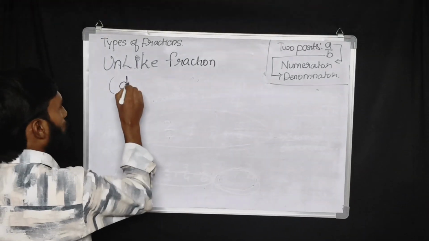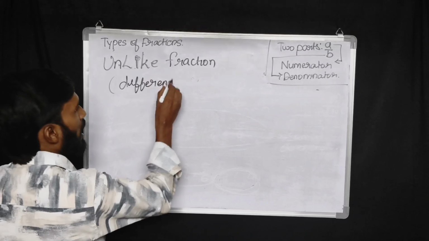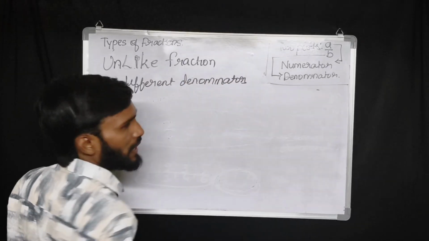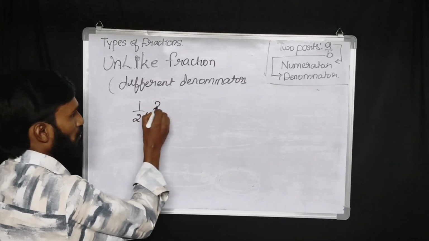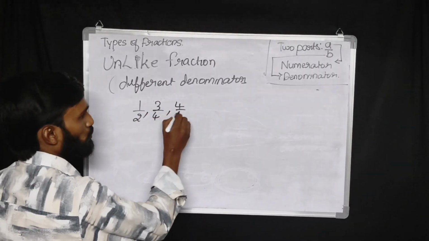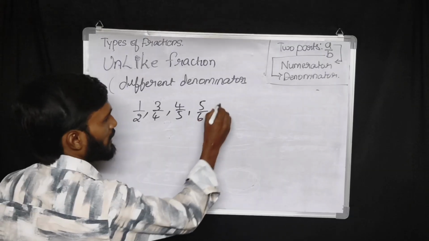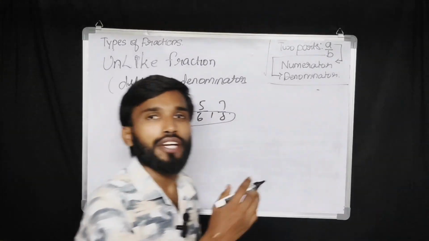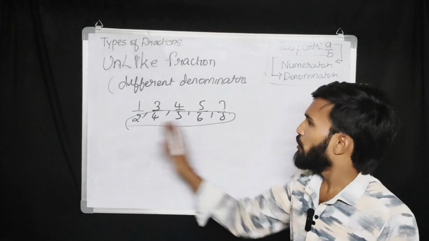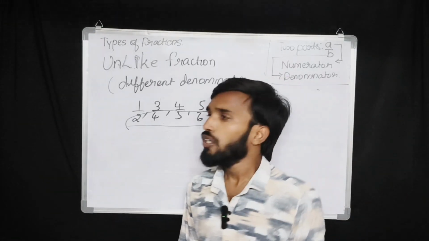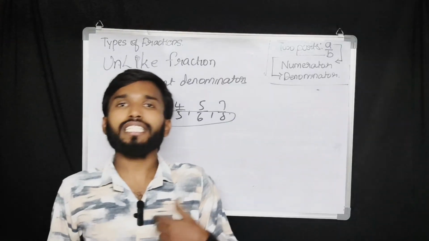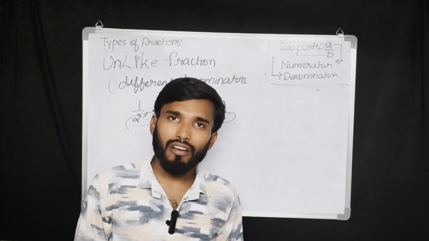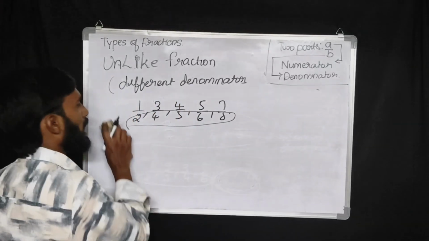See, different denominators. As I wrote previously, one example: 1 by 2, 3 by 4, 4 by 5, 5 by 6, and 7 by 8. See, these all have what? Different denominators. No one is common, no one is the same, all are different denominators. So where in a fraction the denominators are not the same as one another, those fractions are called unlike fractions. So, this is about unlike fractions.